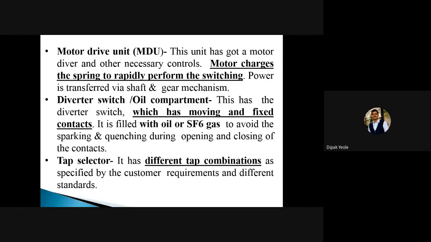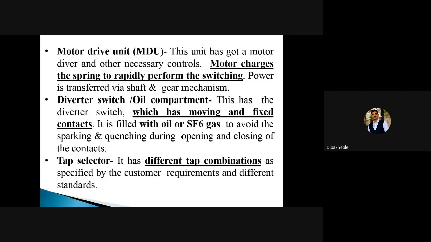What is a motor drive unit? MDU. This unit has got the motor driver and other necessary control. The motor charges the spring to rapidly perform the switching. I told you that to charge the spring we are using the motor, and that needs the motor drive unit. Power is transferred via shaft and gear mechanism.